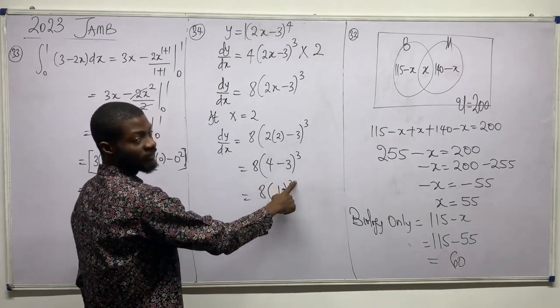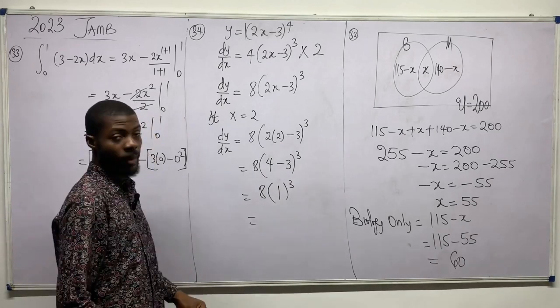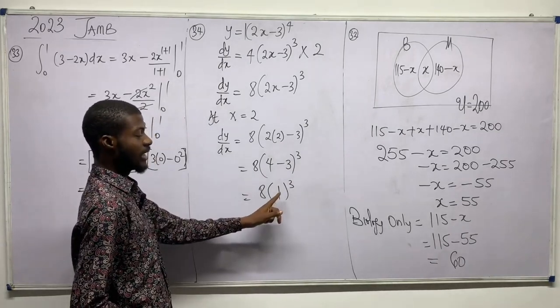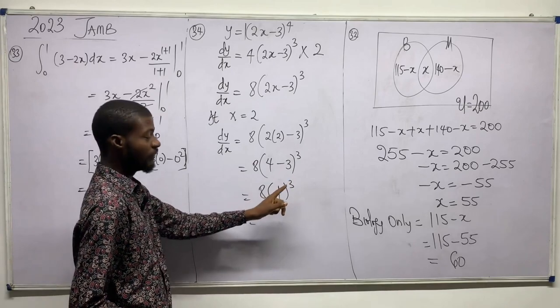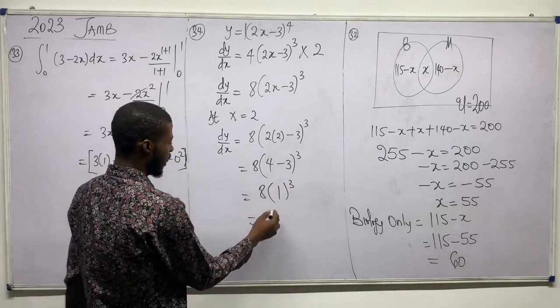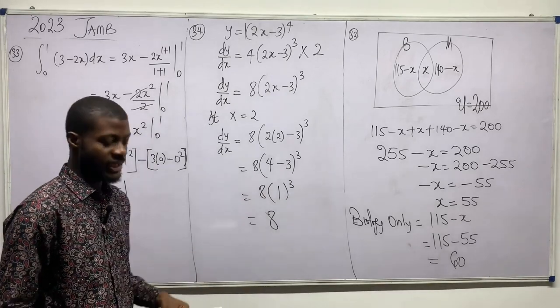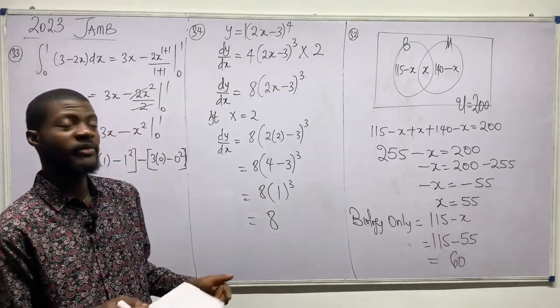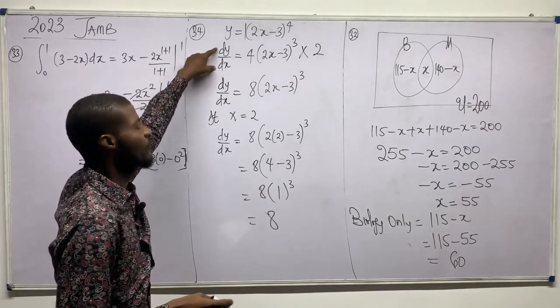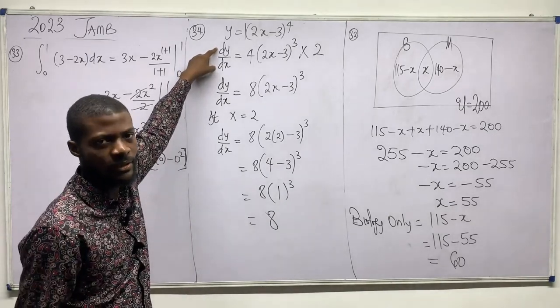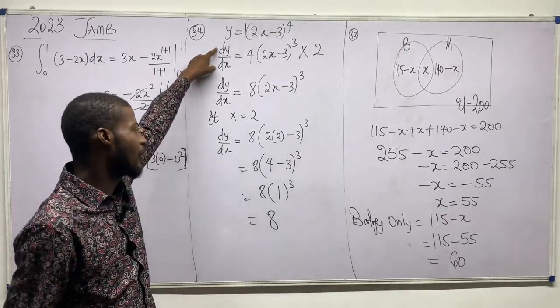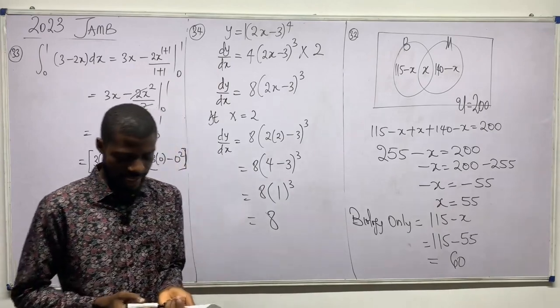4 take away 3 is 1, to the power of 3. What is 1 to the power of 3? It is 1. 1 times 1 times 1, three times, will give you 1. Then times 8 is equal to 8. So dy/dx at x equals 2 is 8. Please take note that the question can be reframed, and they may not ask you to find dy/dx. They can say find the gradient, or find the slope. It will still be the same answer.